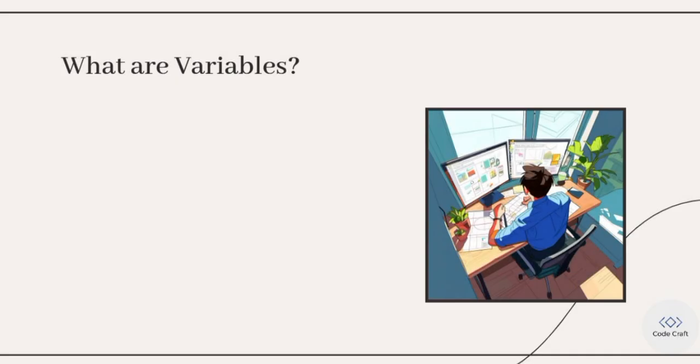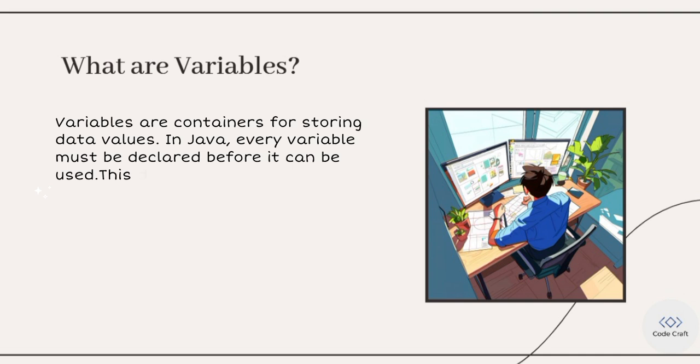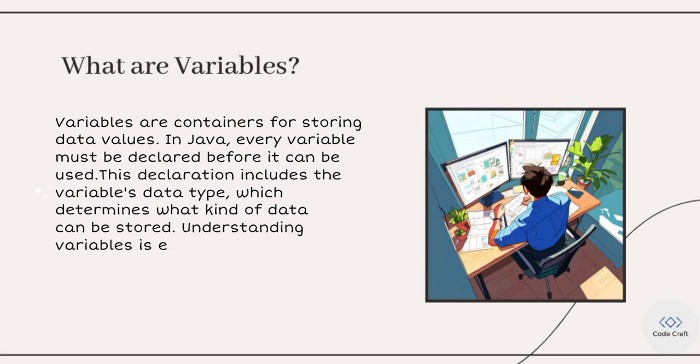What are variables? Variables are containers for storing data values. In Java, every variable must be declared before it can be used. This declaration includes the variable's data type, which determines what kind of data can be stored. Understanding variables is essential for effective programming.